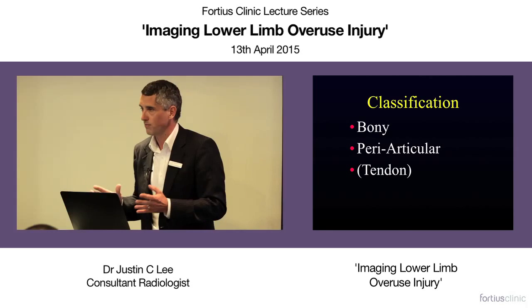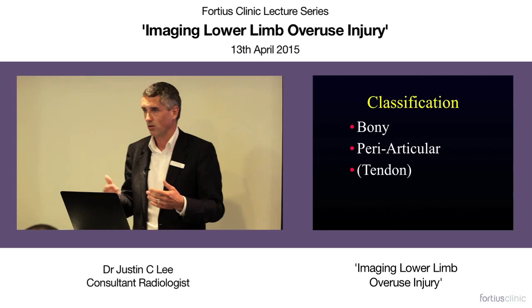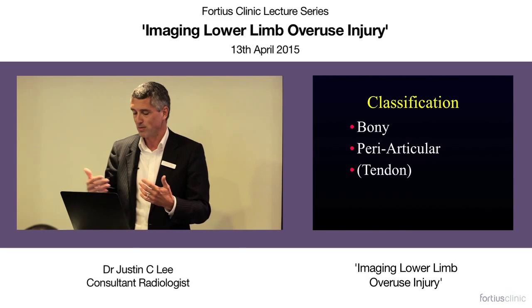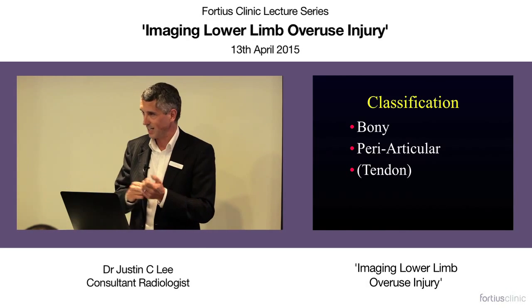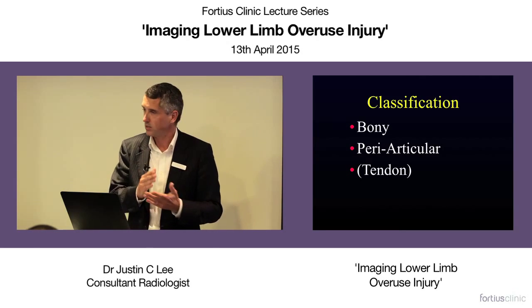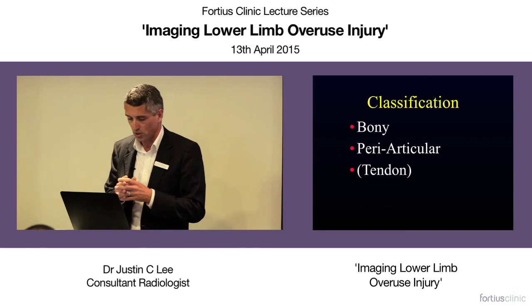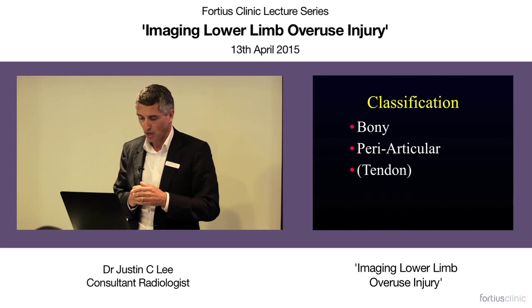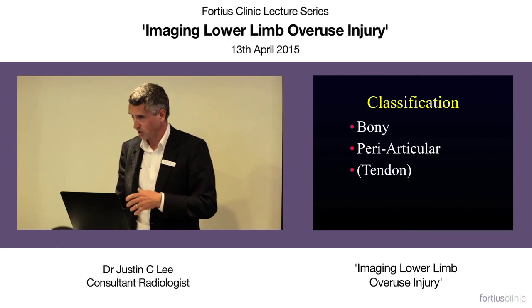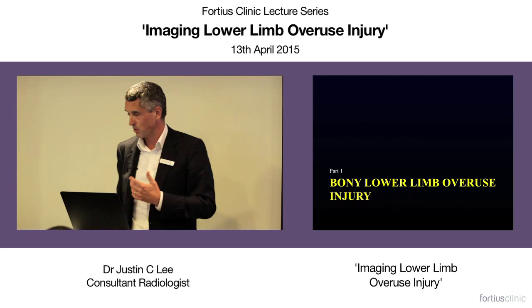Now, this isn't a hard and fast classification. This is just how I do it. If I'm assessing some imaging of an athlete who's got an injury, I might decide to look at it in this way, which is that I'll look at the bone structures, I'll look at the joints, the structures around the joints, and the tendons and the muscles.